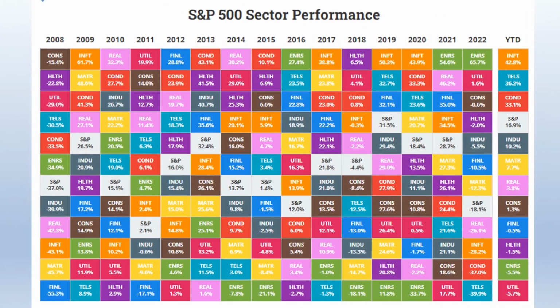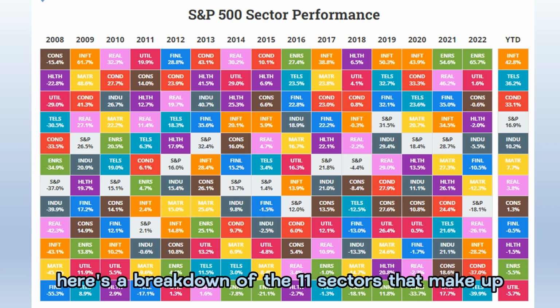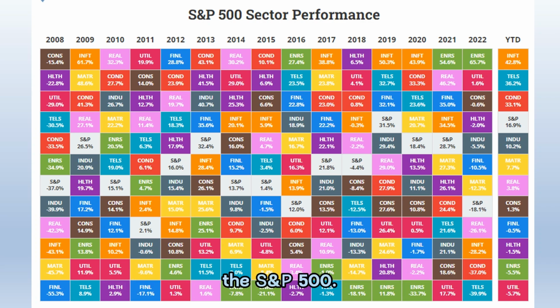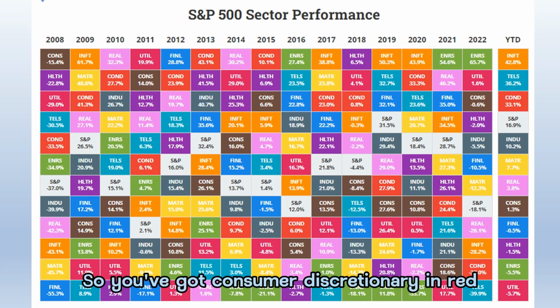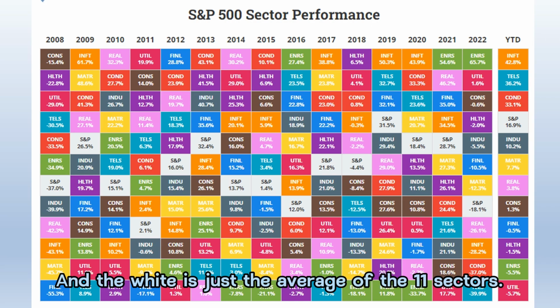Switching gears now to just focus on the S&P 500 sectors, here's a breakdown of the 11 sectors that make up the S&P 500. So you've got consumer discretionary in red, consumer staples in brown, energy in green, financials in blue, healthcare in purple, industrials in dark blue, information technology in orange, materials in yellow, real estate in light pink, communication services in teal, and utilities in dark pink. And the white is just the average of the 11 sectors.